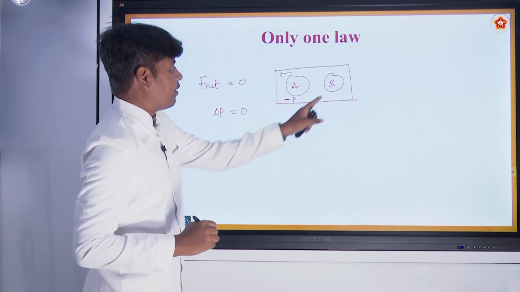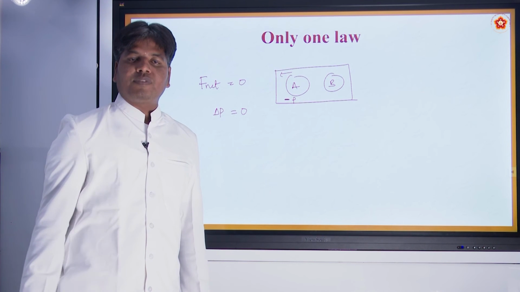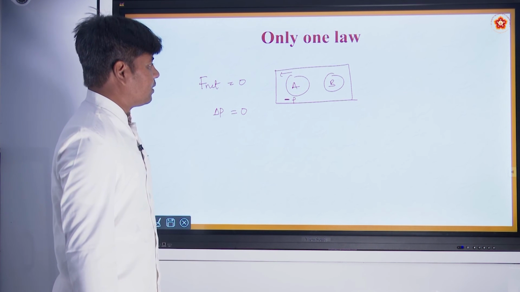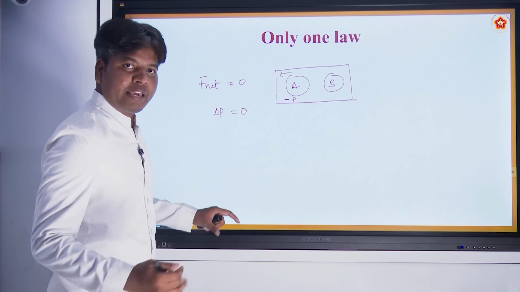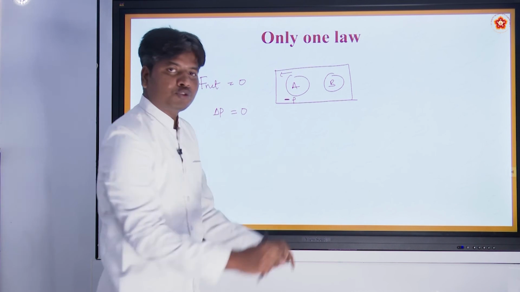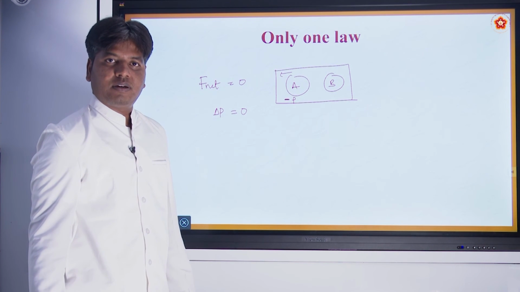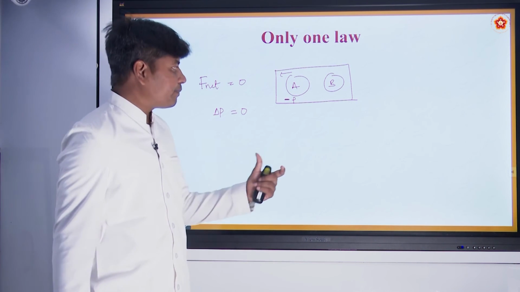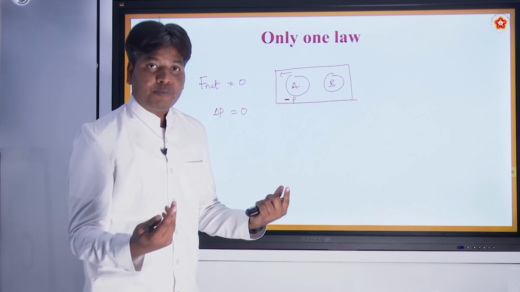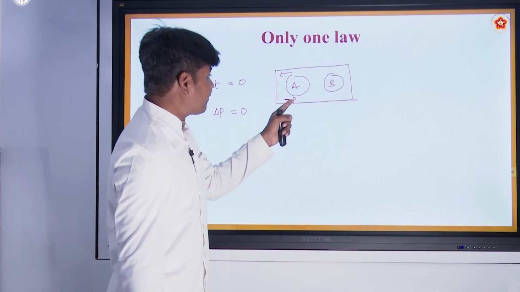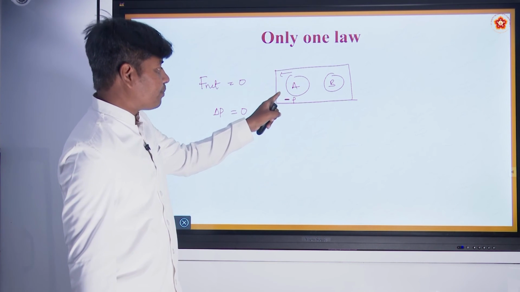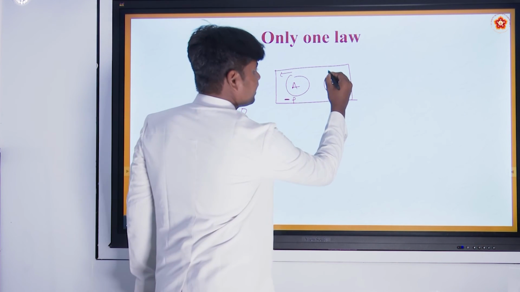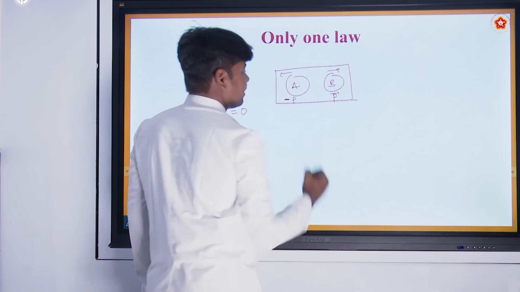The net change of momentum of the system should be equal to 0. Change of momentum should be equal to 0. That means I need to make sure that the total system's momentum is 0. How can I make sure of that? You can easily verify that if A is moving in this direction with momentum minus P, then you will definitely find that B is moving with momentum P in the opposite direction.